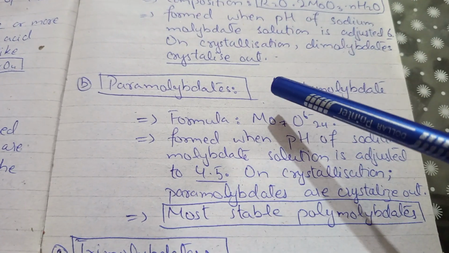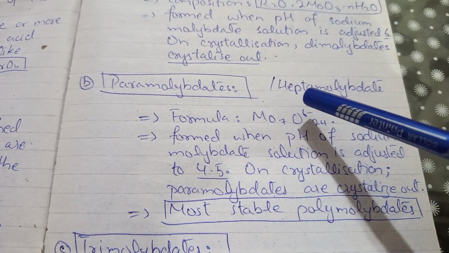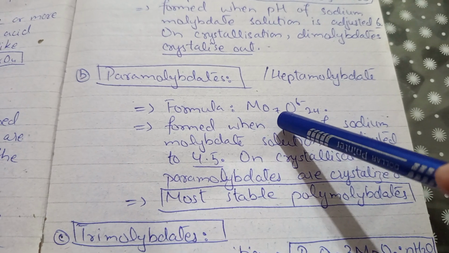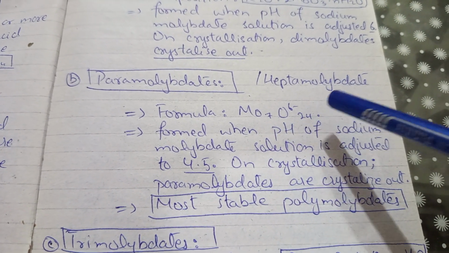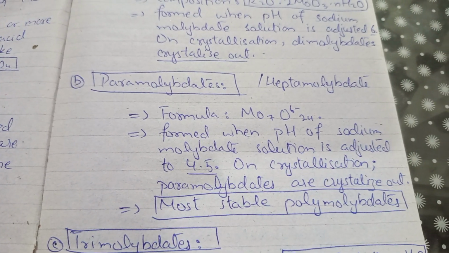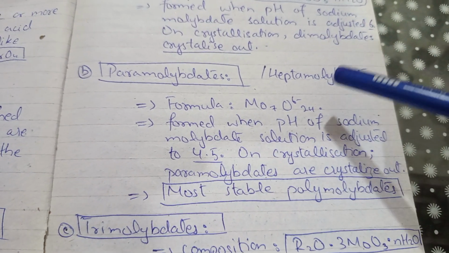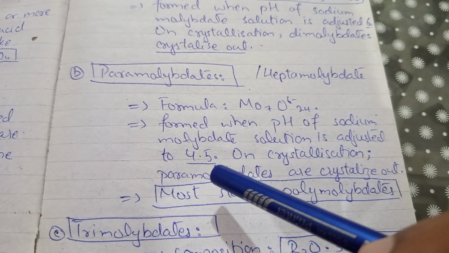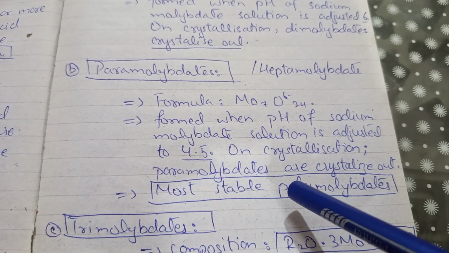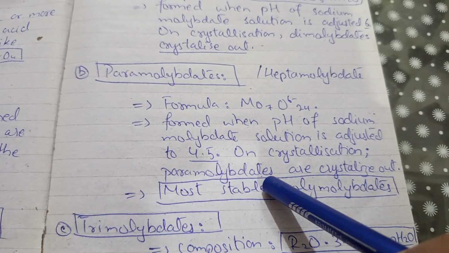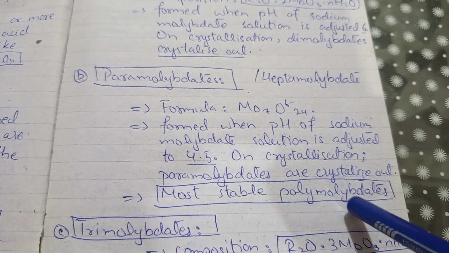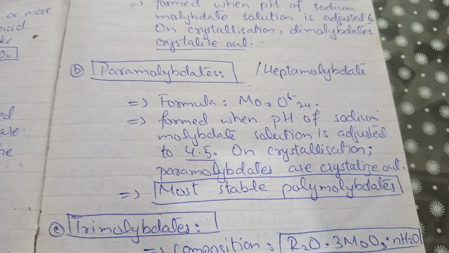Second of its type is parapolymolybdate. We can also call it heptapolymolybdate. Its formula is Mo7O24 6 minus. These are formed when the pH of sodium molybdate solution is adjusted to 4.5, and on crystallization, paramolybdate crystallizes out, and these are the most stable polymolybdates, right?